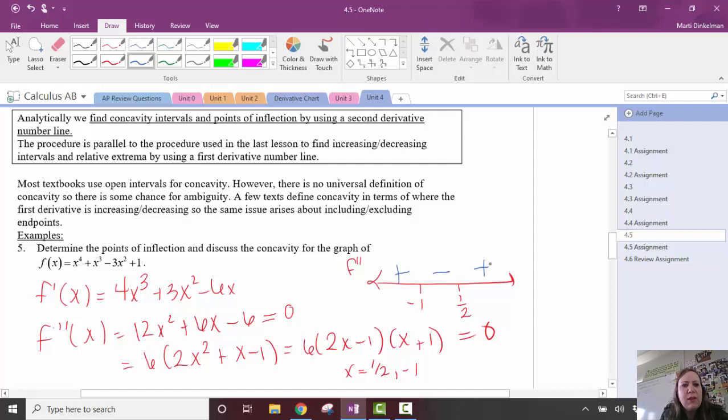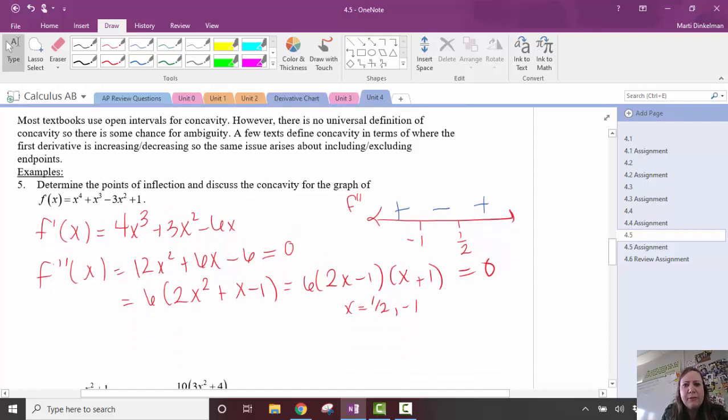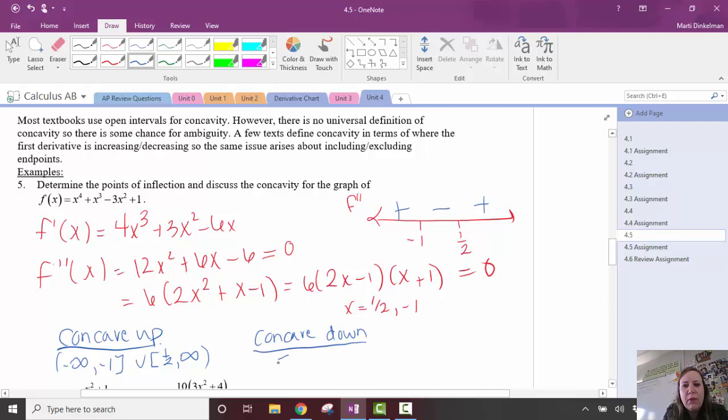Okay, so there's a couple things we can answer here. Let's answer concavity, so concave up. That's where we have positive second derivative. So negative infinity to negative 1. Again, technically a bracket, but if you put a parenthesis, that's what makes sense to my brain a little better. Okay, and then concave down. And so that's from negative 1 to 1/2. Again, I like parentheses there, but you decide.